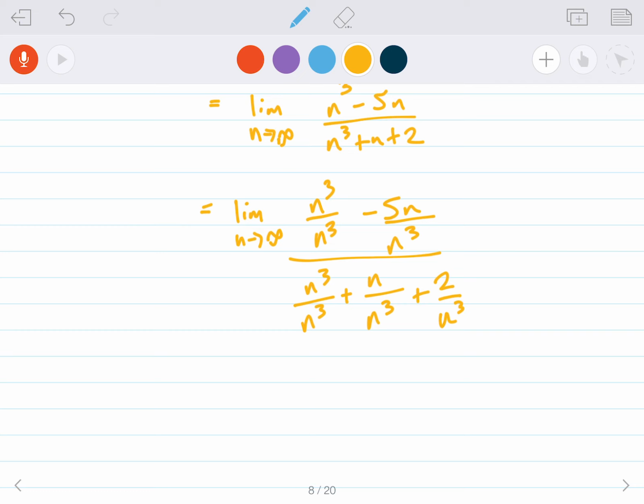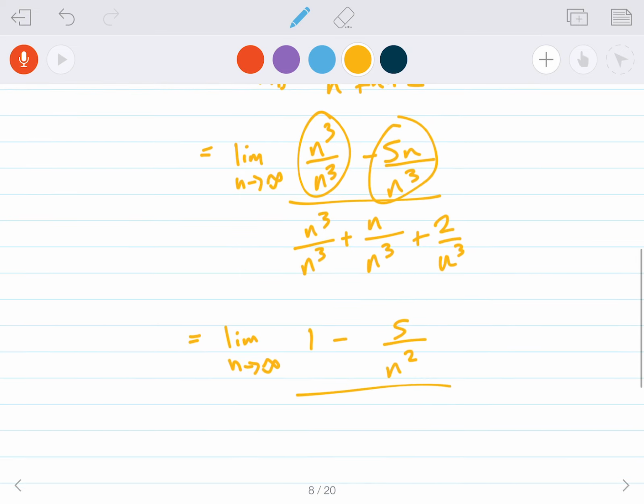All right, so let's clean it up again. So this, again, I just did that. That's our little trick from Calc 1, if you guys remember doing infinite limits. We had this trick, and then we had L'Hopital's rule we could use, too. All right, this goes to 1. This goes to 5 over n squared. On the bottom, this goes to 1. This goes to 1 over n squared. And then this is just 2 over n to the 3.